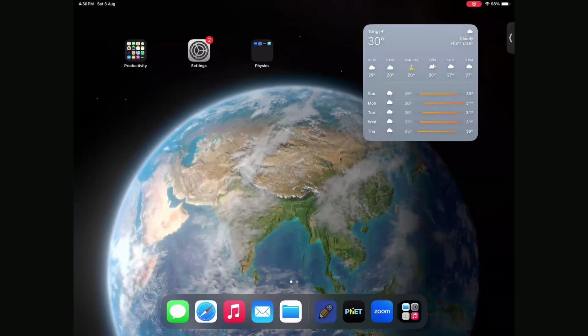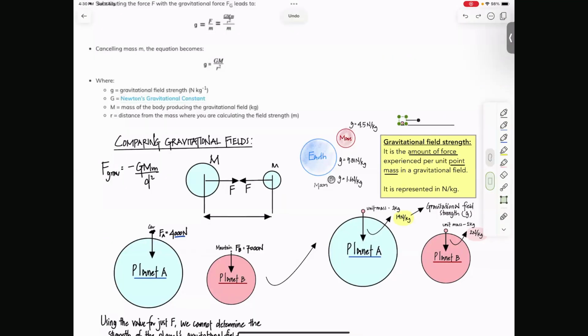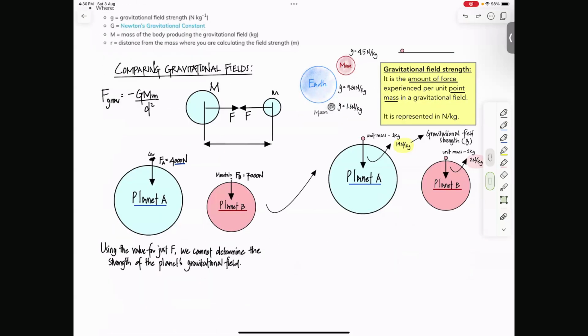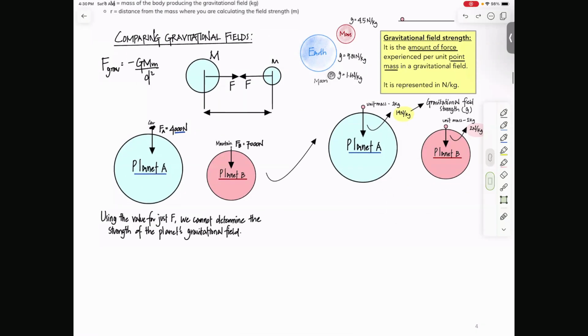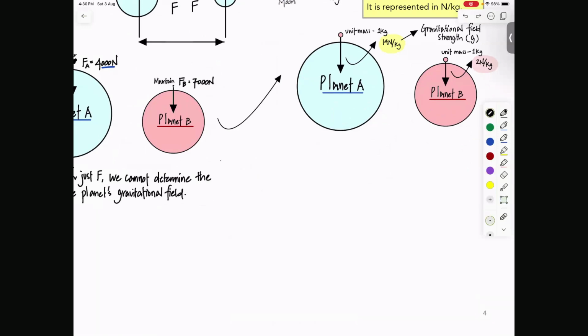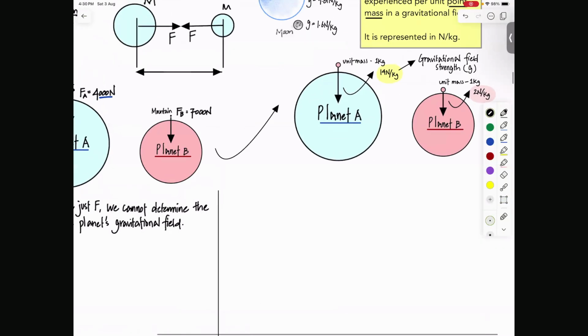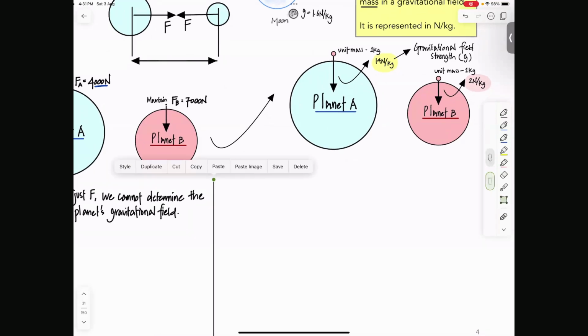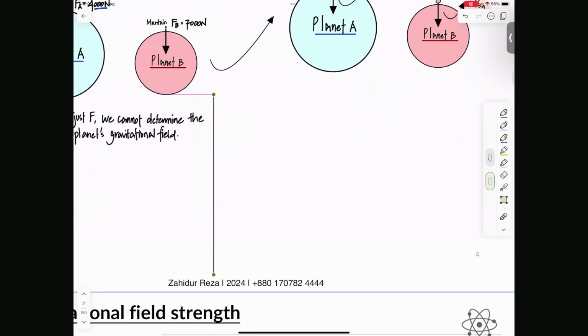So now these are not new stuff for you. This was in O Levels, in astrophysics. What will be new for us here? So the new thing is how to find gravitational field strength for a planet. This 9.81, then 4.5, then 1.67. How do you find these values?